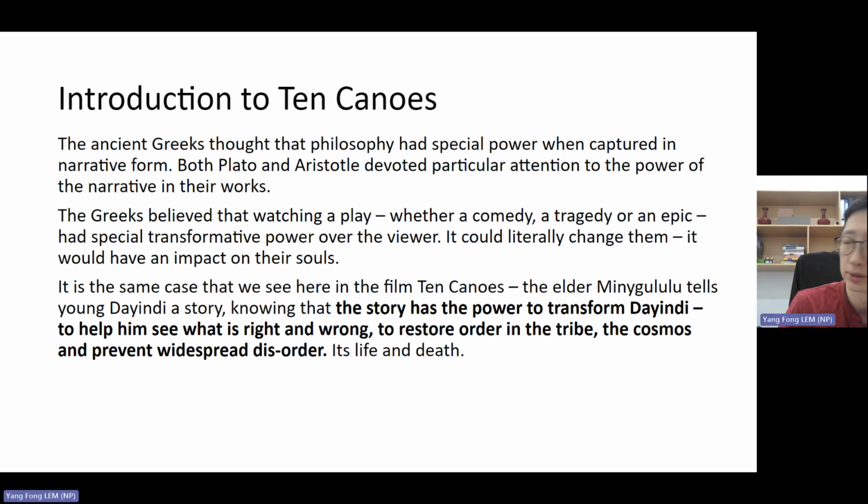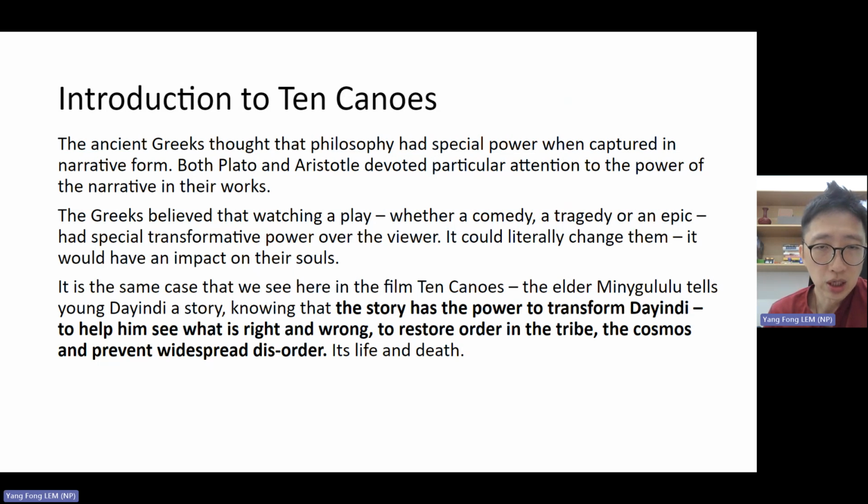So the ancient Greeks thought that philosophy had a special power when captured in narrative form. Both Plato and Aristotle devoted particular attention to the power of the narrative in their works. The Greeks believed that watching a play, whether a comedy, a tragedy, or an epic, has a special transformative power over the viewer. It could literally change them, and it would have an impact on their souls.